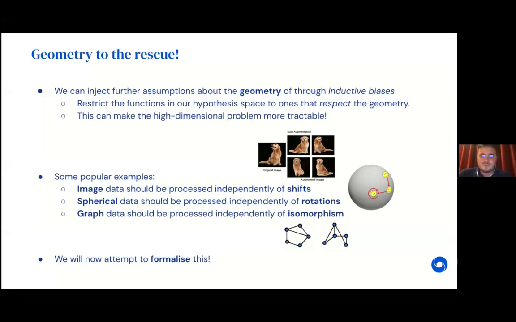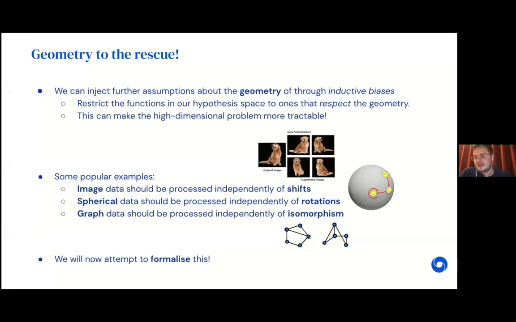And there are some very popular examples of these geometric assumptions being used nowadays. For example, if you're working with images, you would typically expect that they should be processed independently of shifts. So you have this picture of a dog, which is transformed or shifted in various ways. And as a result, that doesn't change the fact that the underlying class is still a dog. Then if you look at data that lives on a sphere, for example, this smiley face, regardless of how I rotate this face along the surface of the sphere, it is still the same smiley face. Like I haven't changed inherently anything about it. So spherical data can often be processed independently of rotations.